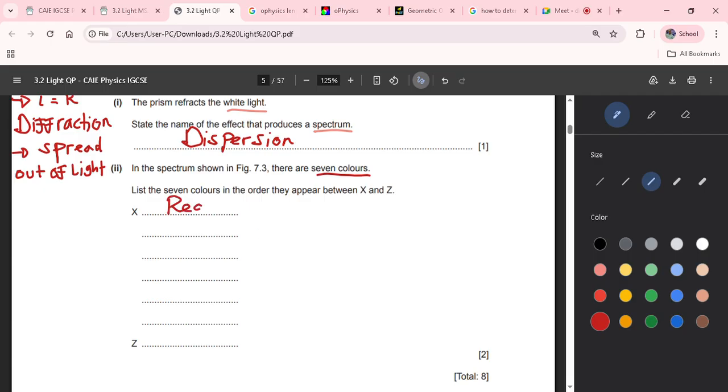What is after red? Do you remember? Orange. Yes, orange. What else? Yellow. Okay. Green, blue, indigo, and violet. Yep.